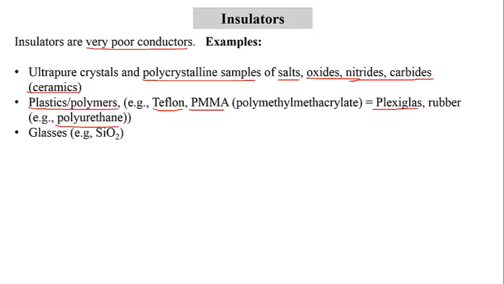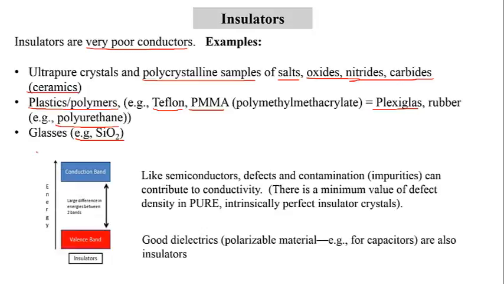Glasses are also insulating. We've already mentioned the amorphous SiO2, and there's several others that are used as insulators. So remember that what makes a good insulator is that you have a wide band gap and this difficulty in getting electrons in the conduction band. So we'll talk a little bit more about the role of impurities and defects in causing the pure insulators to become more conductive in the presence of those things.